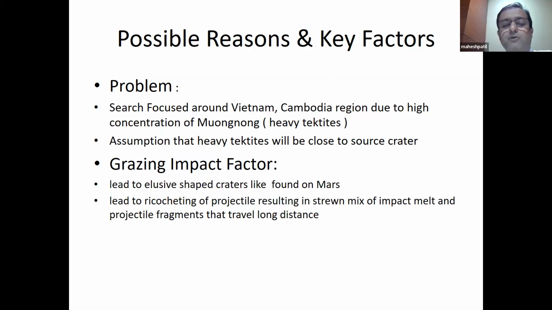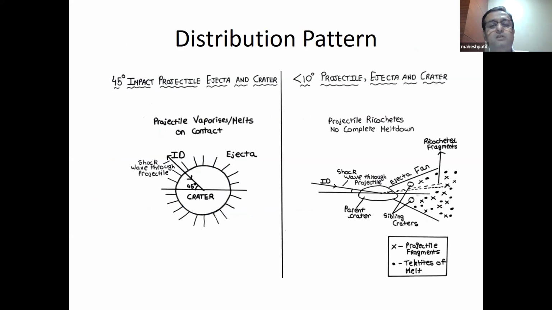And the projectile ricocheting, which somewhere down the line we have ignored, is our assumption. This is my assumption, not a proven hypothesis, though we have certain data points to support it. So this is what we just explained to you. This is the way ejecta distribution takes place in the event of a highly oblique impact or a grazing impact at less than a 10-degree angle.